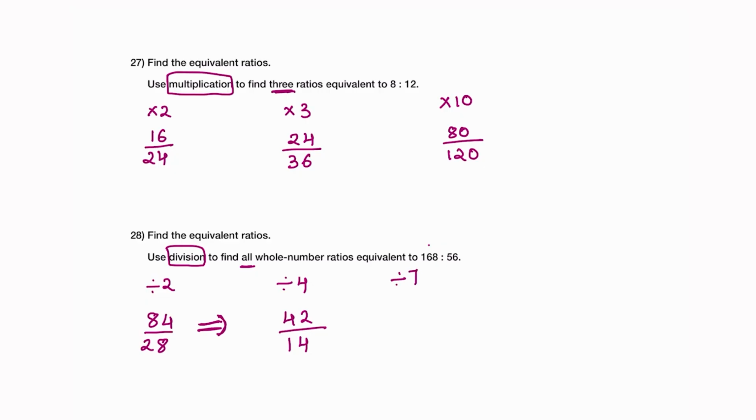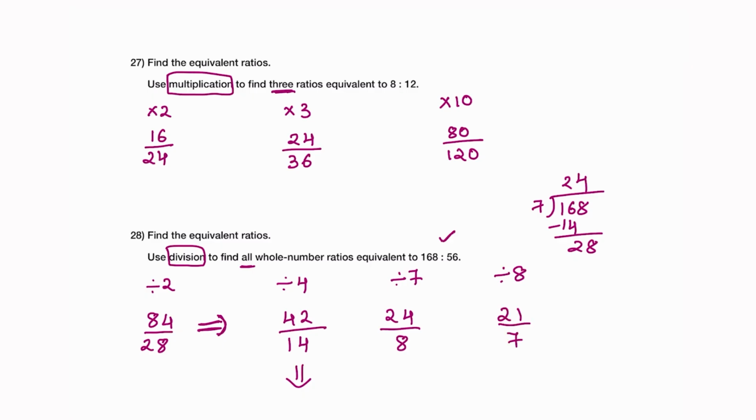Next, let's try with 7 now. So 168 divided by 7 here. 7 times 2 is 14. That's 2, and 8 down, that's 4. So that's 24 over 56 divided by 7 is 8. Next, we divide it by 8. To do that, you have two ways. Either you divide this by 8, or you divide this ratio by 2, because 4 times 2 is 8, right? So that's 21 over 7.